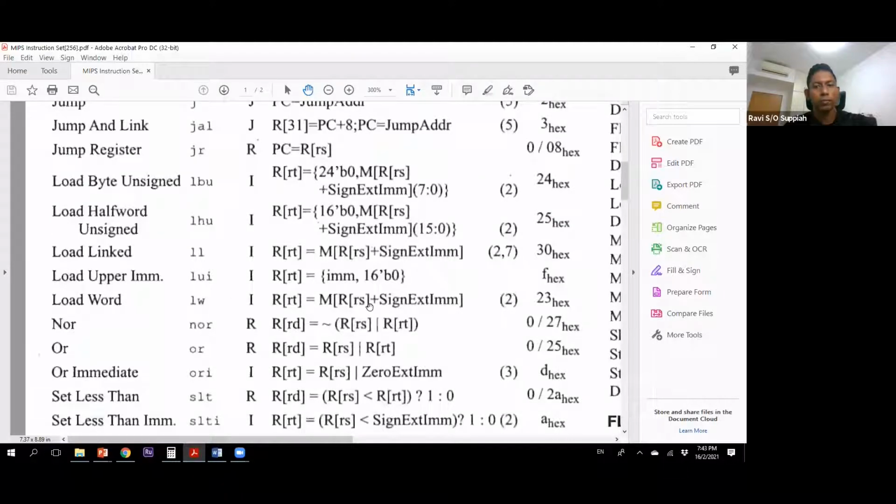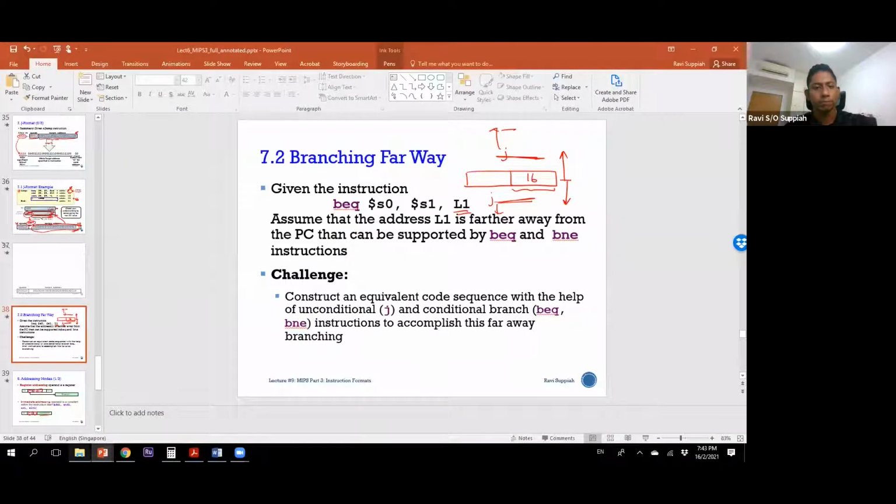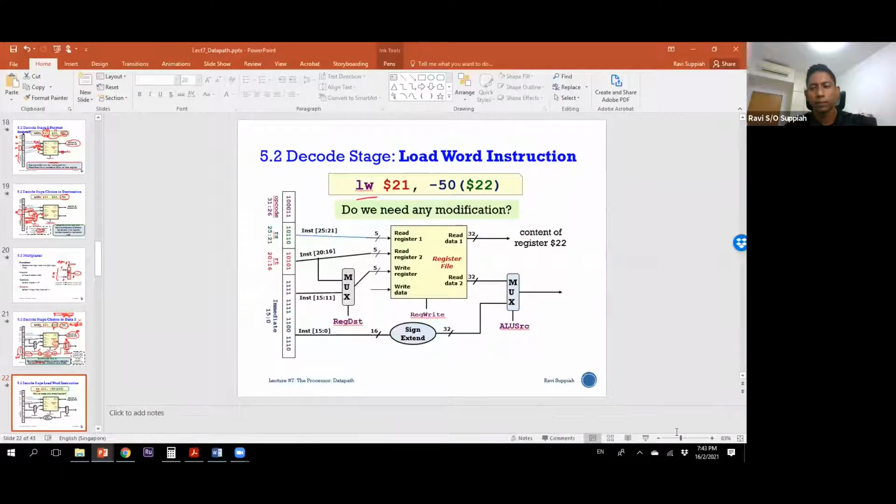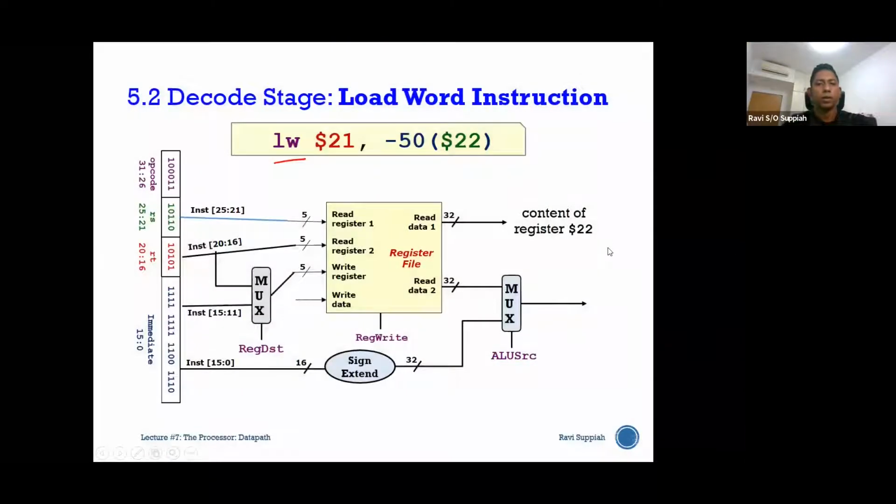Okay, so load word is specified as 23 hex. This is hex 23. And this negative 50 is over here, the immediate field. This is your RS and this is your RT. So this is your 22 over here, this is 3, and this is 21.